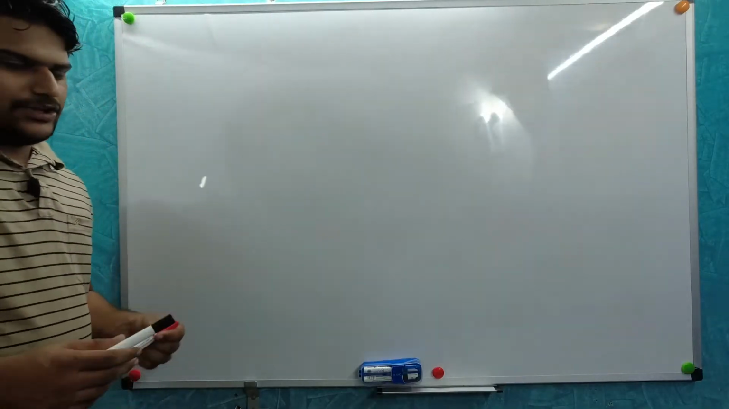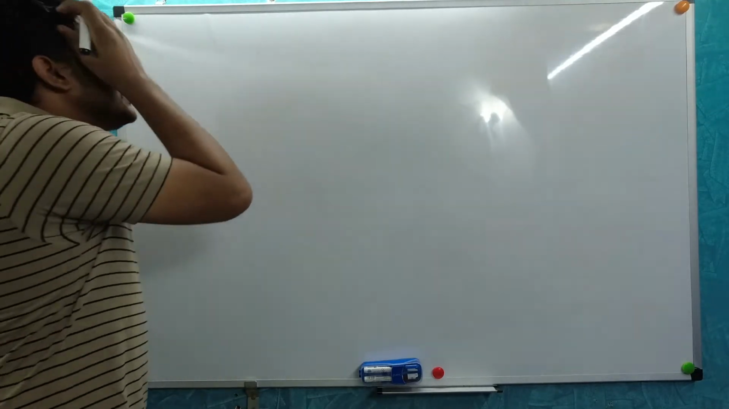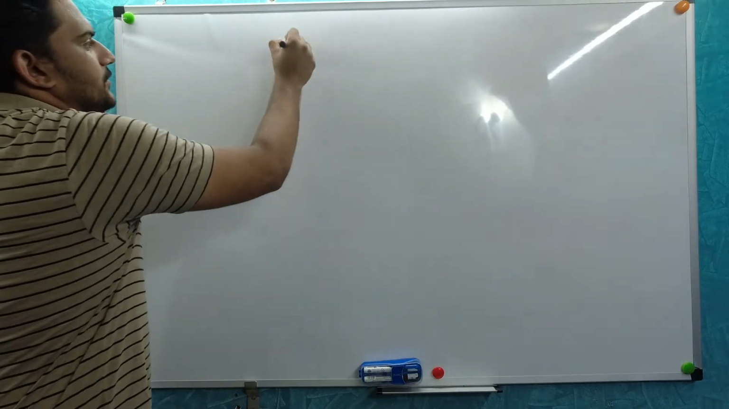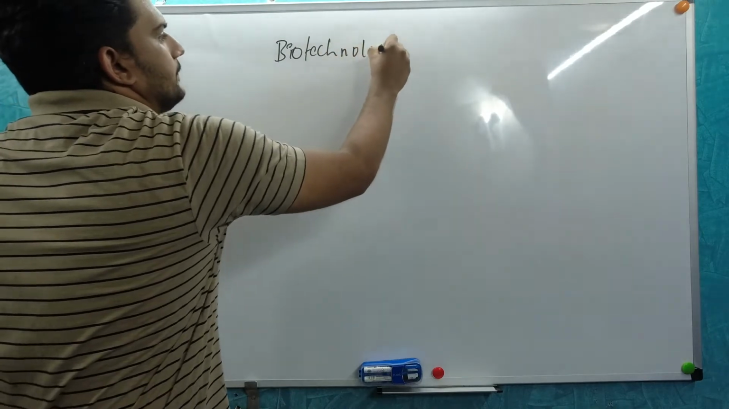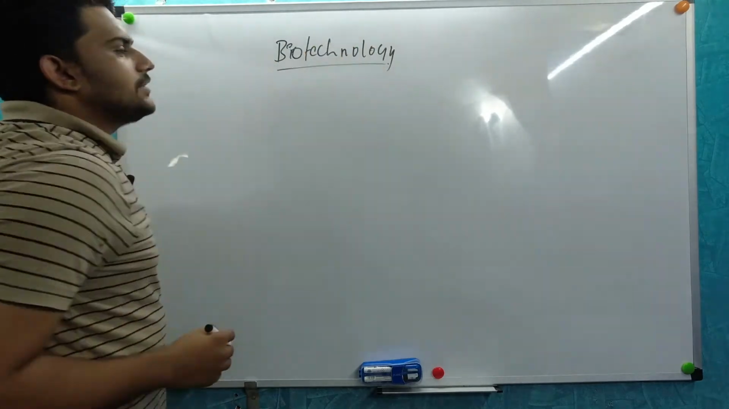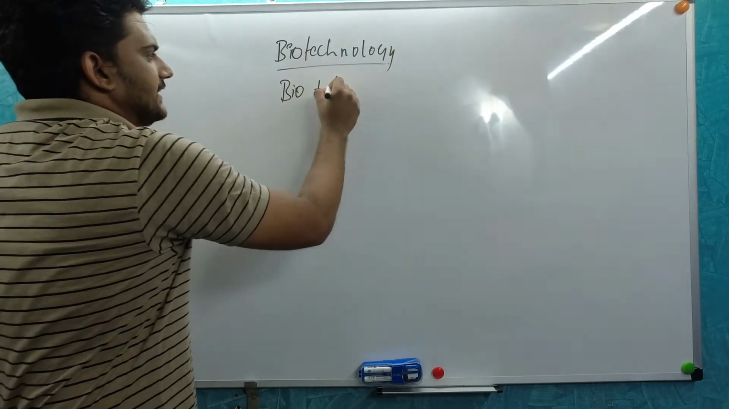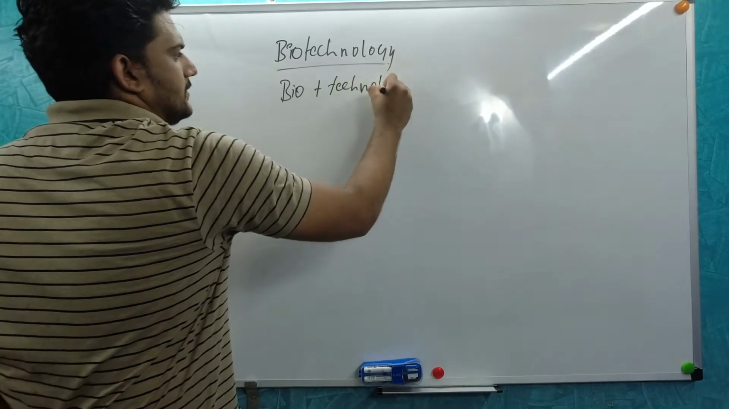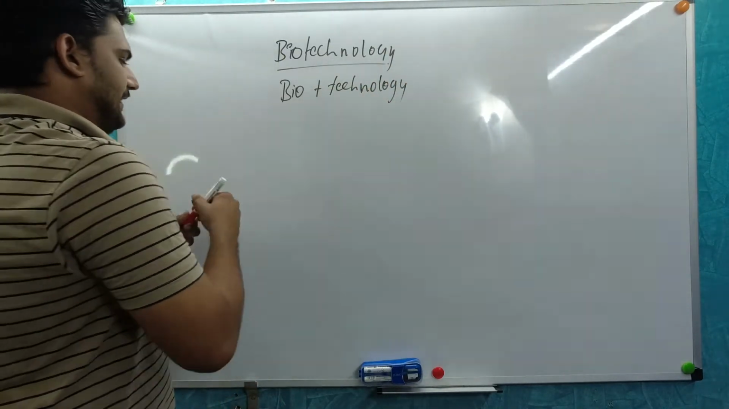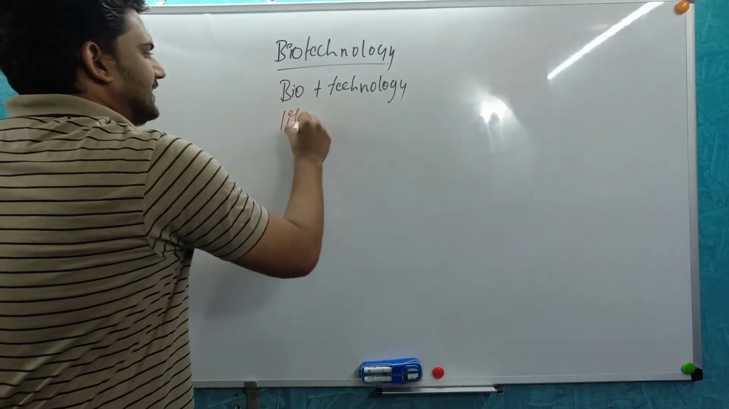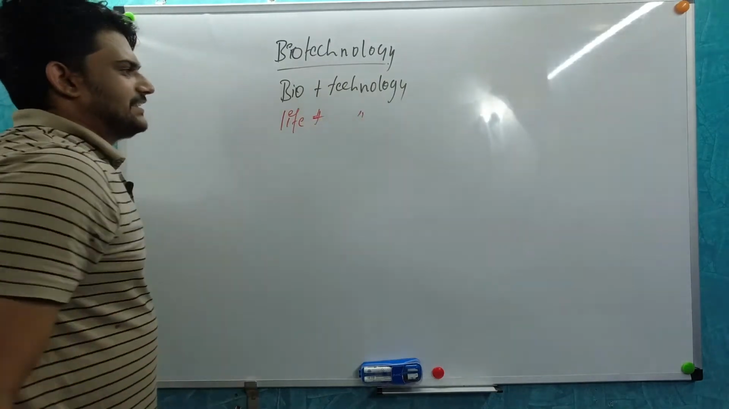Biotechnology can be easily defined by splitting up the whole term itself. If we split it, we get bio plus technology. Bio means life. Technology itself is nothing but technology, so the name itself explains it.